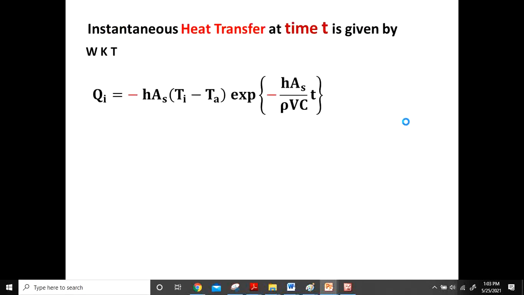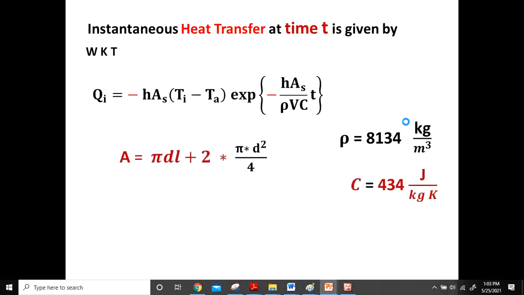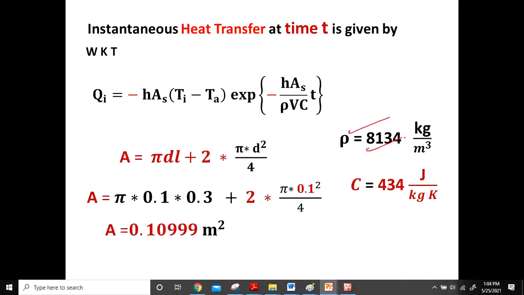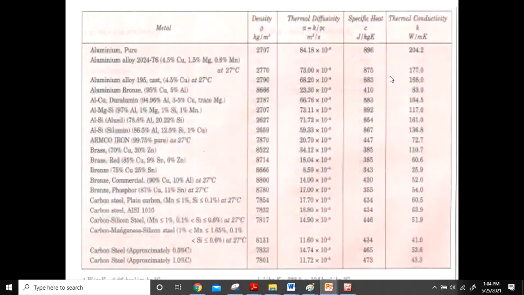The instantaneous heat transfer you can find by using this equation. Everything you know. You can find the density of the steel from the data handbook. Otherwise you can directly get alpha equal to K by rho Cp. Only the K value you want to find, and you can get the remaining things from the data handbook. These are all the values available.